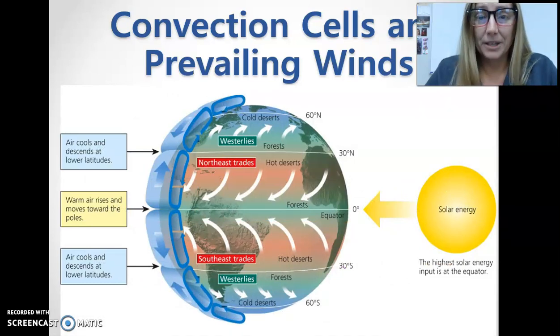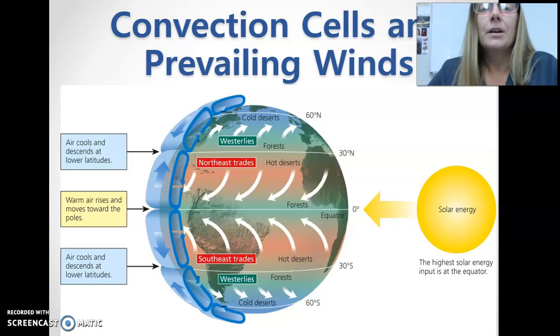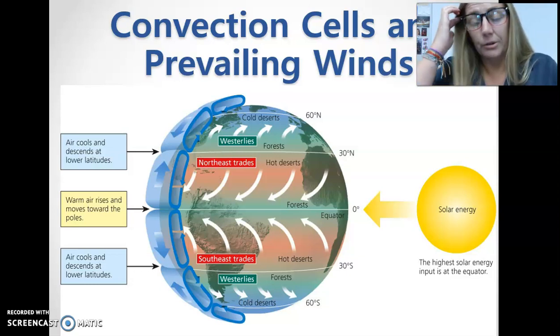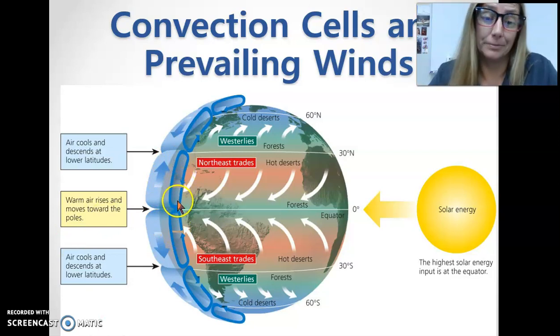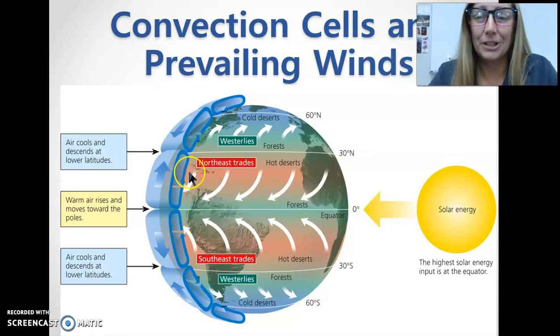So just to kind of recap, because you should already have a diagram of this that you made on your own. Again, we've got 3 convection cells in the northern hemisphere and 3 convection cells in the southern hemisphere. In the northern hemisphere and in the southern hemisphere, the convection cell between 0 and 30 degrees is known as the Hadley cell.